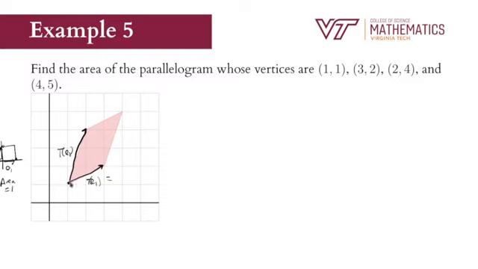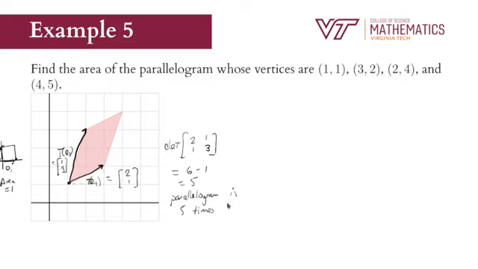And this side, be careful because it doesn't start at the origin, so it's not 3, 2, it's just 2 units over and 1 unit up. That vector is 2, 1, and this vector is 1, 3. And so if we look at the determinant of 2, 1 in the first column and 1, 3 in the second column, 6 minus 1 is 5. Then the parallelogram is 5 times bigger. And so its area is 5.